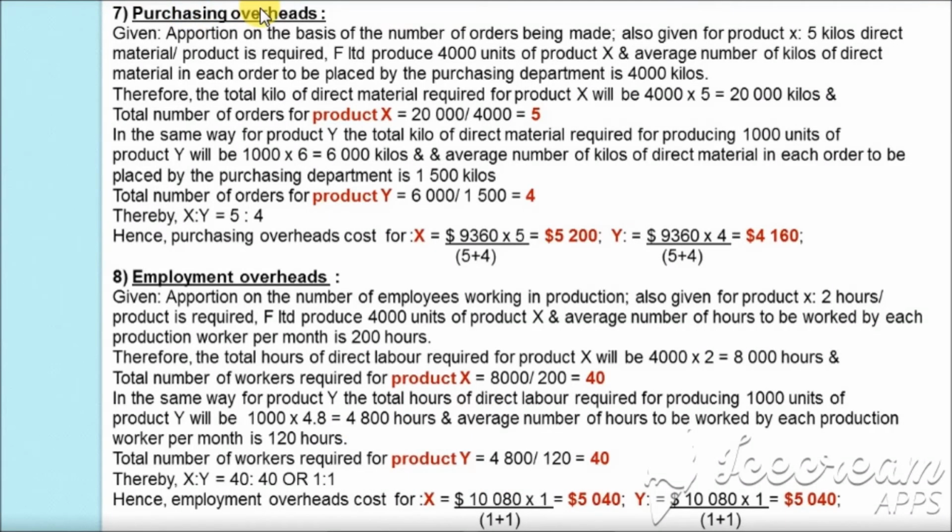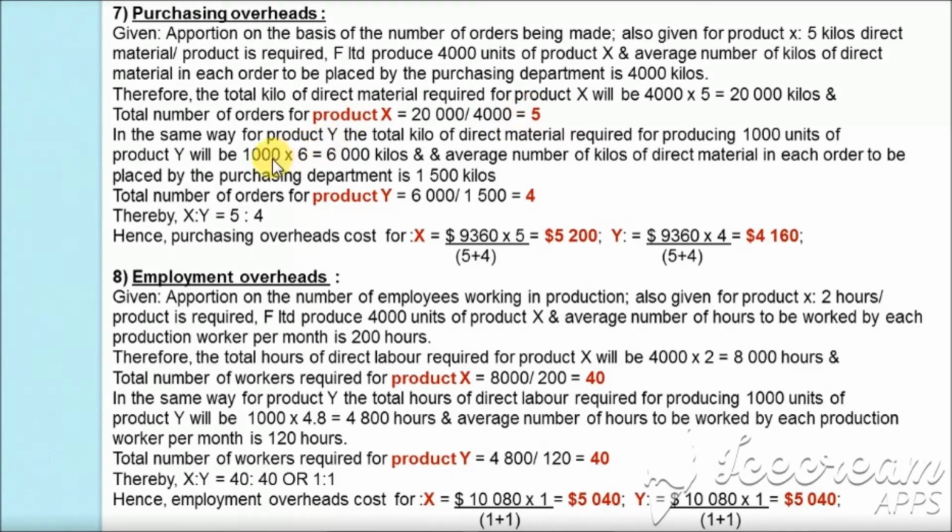Now let's calculate the purchasing overheads. They are apportioned on the basis of the number of orders made. For product X, we require 20,000 kilos of direct material, and in each order we are purchasing 4,000 kilos. So the number of orders for product X will be the total requirement, which is 20,000 kilos, divided by what we are purchasing in one order, that is 4,000 kilos. We get the total number of orders for X as 5.